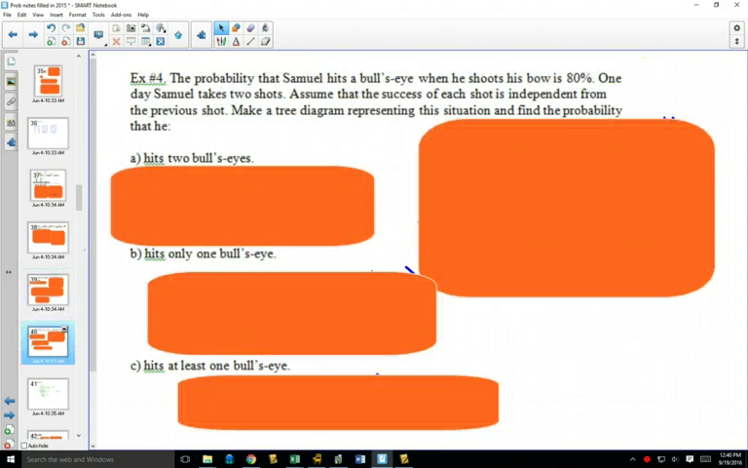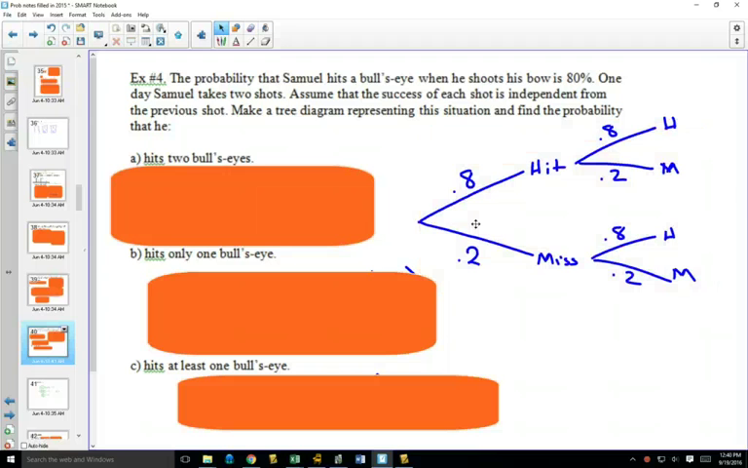So I don't know if some of you got started on example 4. Here, we can set up our diagram. It says that each shot is independent from the last one. So if he hits, he doesn't necessarily get better. If he practices more, he stays the same all the way through. So the fact that it's independent means that in our second set of our tree diagram, those percentages of 0.8 and 0.2 stay the same.